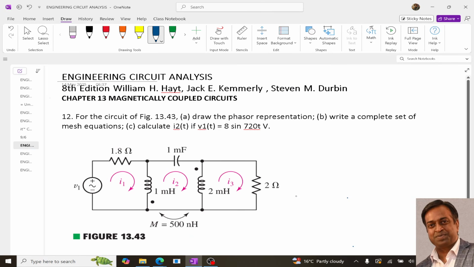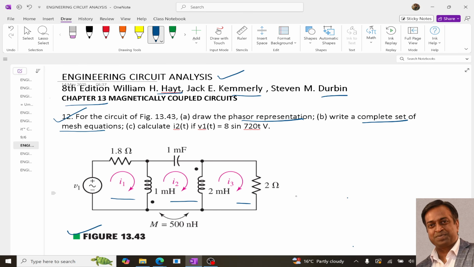Hello guys, in this video I am going to demonstrate the solution of question number 12 of chapter 13 from the book Engineering Circuit Analysis by Hayt, Kemmerly and Durbin. So the question says that for this particular circuit, first of all we need to convert it into the phasor representation. And then we need to write a complete set of mesh equations. We have 3 meshes, right? And then we need to calculate I2.